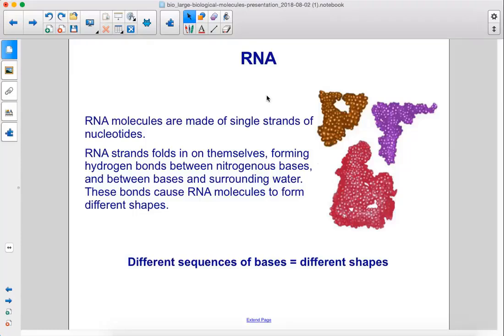RNA molecules are made of single strands of nucleotides. RNA strands fold in on themselves, forming hydrogen bonds between nitrogenous bases and between bases in surrounding water. These bonds cause RNA molecules to form different shapes. Different sequences of bases equal different shapes.